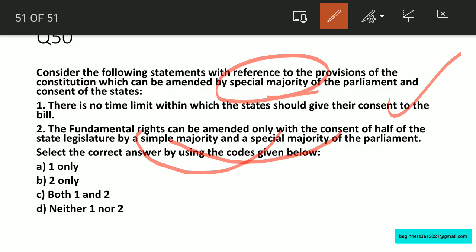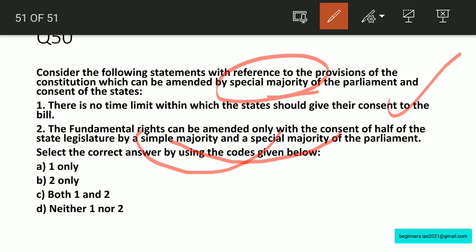What about statement number 1? Yes, the provisions of the constitution which are related to the federal structure, kindly note the word federal structure, can be amended by the special majority of the parliament, and also with the consent of half of the state legislatures by the simple majority. One has to know that there is no time limit within which the states should give their consent to the bills.